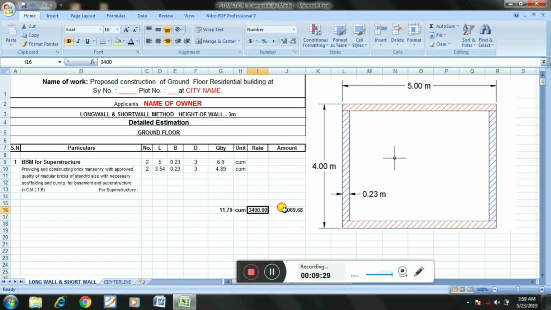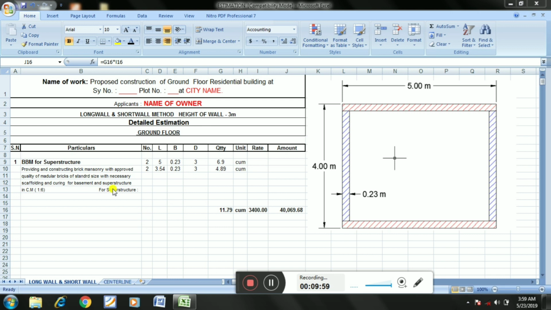So to build this, the total amount required is 40,069 rupees, which includes, just to go through this, you must know the specification also: providing and constructing brick masonry with approved quality of modular bricks of standard size with the necessary scaffolding, curing for basement and superstructure in cement mortar 1:6. The ratio of cement mortar here we are taking is 1:6, used for the superstructure.